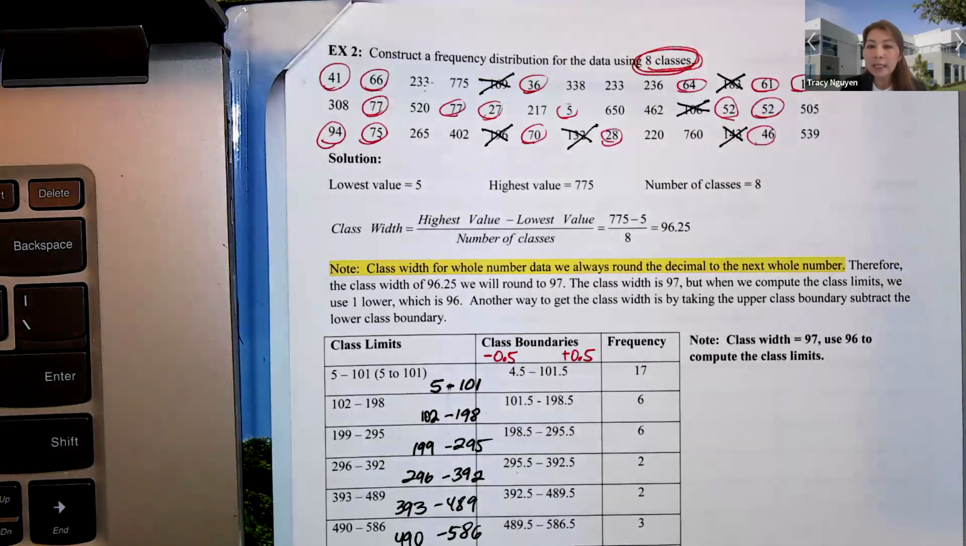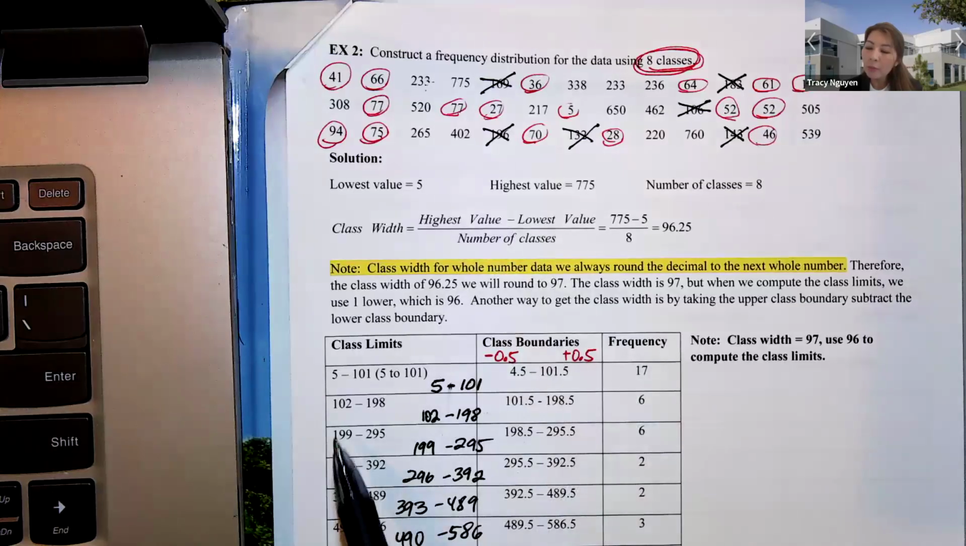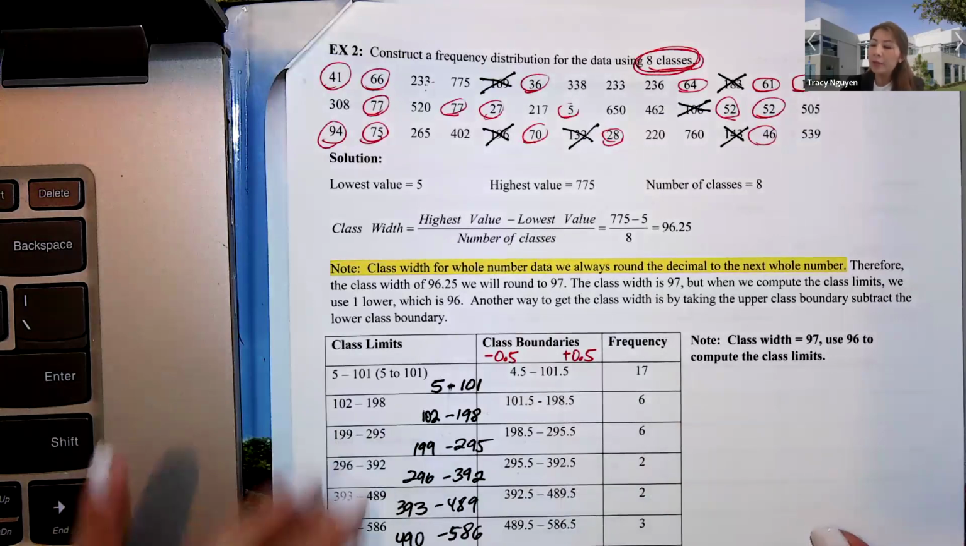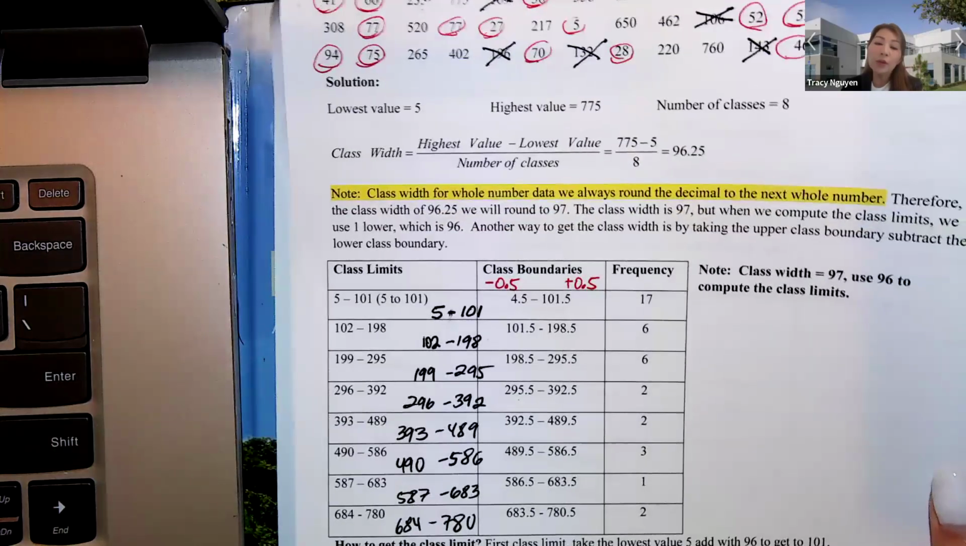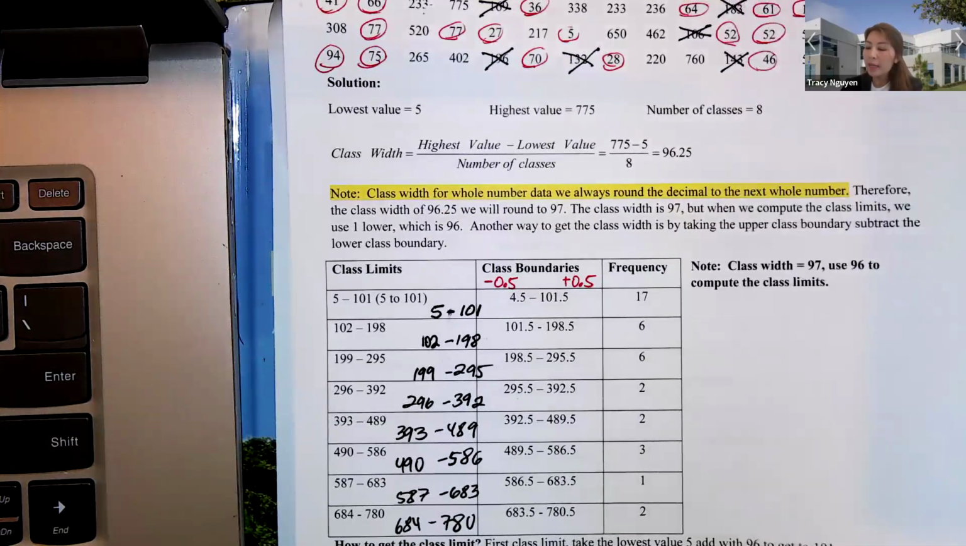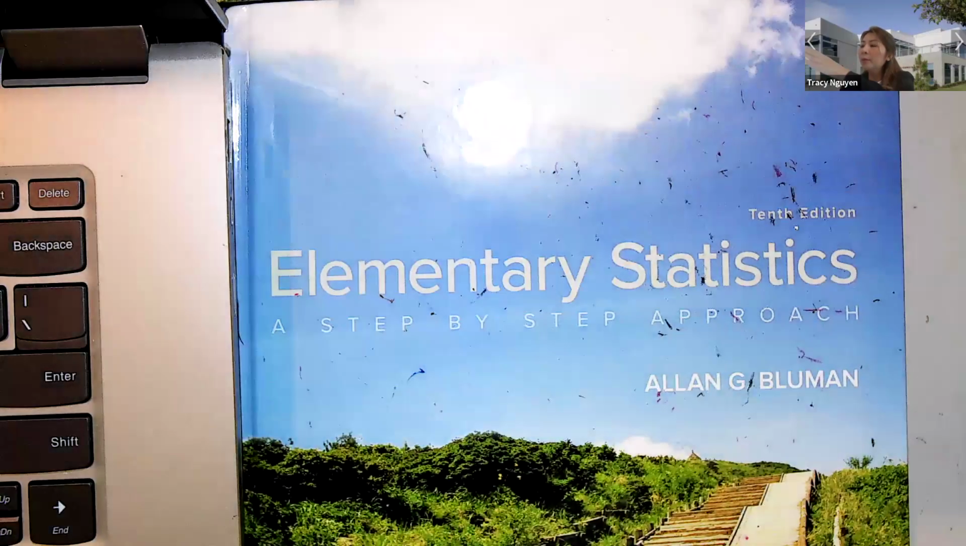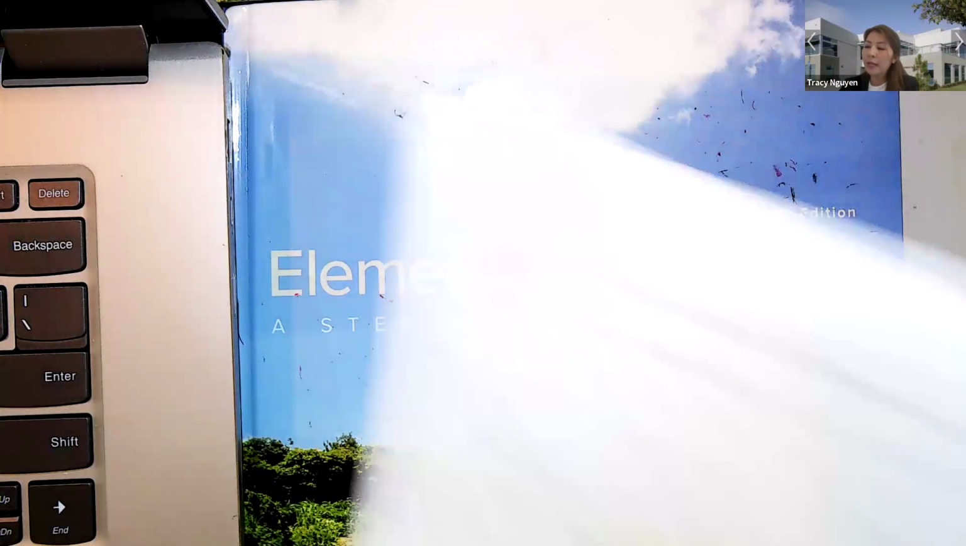So here I selected 6 data values ranging from 102 to 198. That's why the frequency is 6. All right. So you get the idea of doing the problem, and you're going to continue to collect the rest of the data. So instead of doing this problem, I have a practice problem that I would like to explain to you on how to do here.